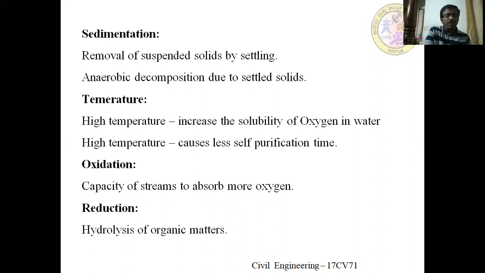The capacity of a stream to absorb more oxygen is called reoxygenation. Usually the capacity of streams to absorb more oxygen is increased with the oxidation process, and the total surface area of the water exposed to the atmosphere is also a factor influencing it. If the total area of the water surface exposed to the atmosphere is more, it automatically absorbs more oxygen. If the total area of exposure is less, the total absorption is less.